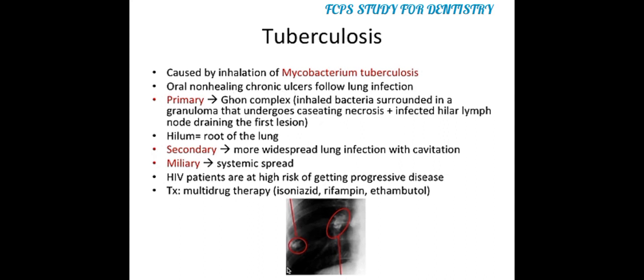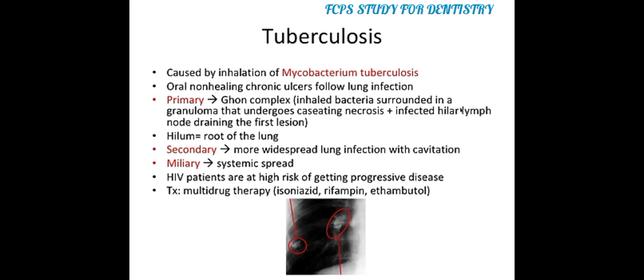And I have it in this chest x-ray here, which is a pretty cool picture. And the Ghon complex involves inhaled bacteria surrounded in a granuloma, which is granulation tissue, think macrophages, that undergoes caseating necrosis, and an infected hilar lymph node draining the first lesion. So it's a lot of fancy words. What do I mean by that?